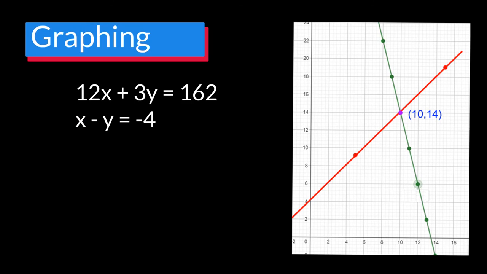Using those points, you graph the line of the second equation, and it looks like this. And you can see that the two lines cross at 10, 14. So x, which is the price of the buckets, is $10, and y, which is the price of the lids, is $14. All three of these methods can be used to solve systems of linear equations, and you should choose the method that seems like the easiest one to solve that particular problem.